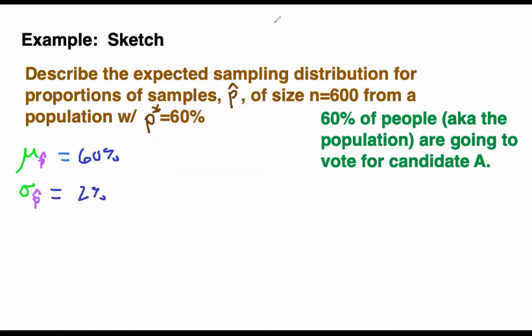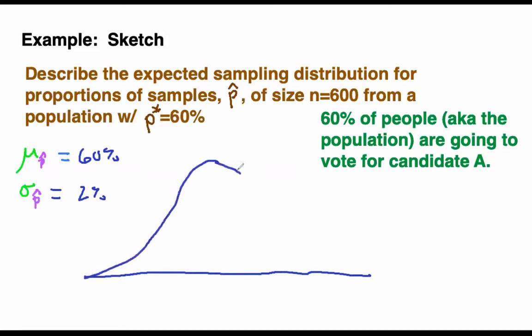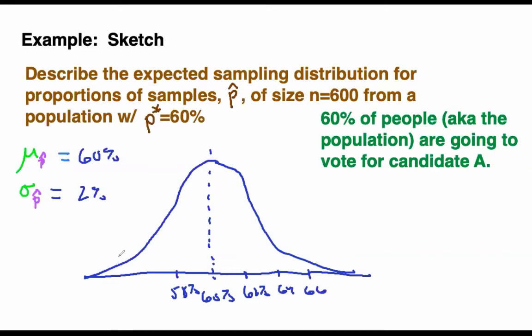So for our population, the mean is at 60% and our standard deviation is 2%. A sketch of the distribution would look something like this. We'd have our normal distribution, with the mean at 60%. One standard deviation above takes us to 62%, and one standard deviation below takes us to 58%. Marking out a standard deviation each time, we get 64, 66, so that's 3 standard deviations above. Going 3 standard deviations below takes us to 56, and then 54, etc. So this is a sketch of our distribution.